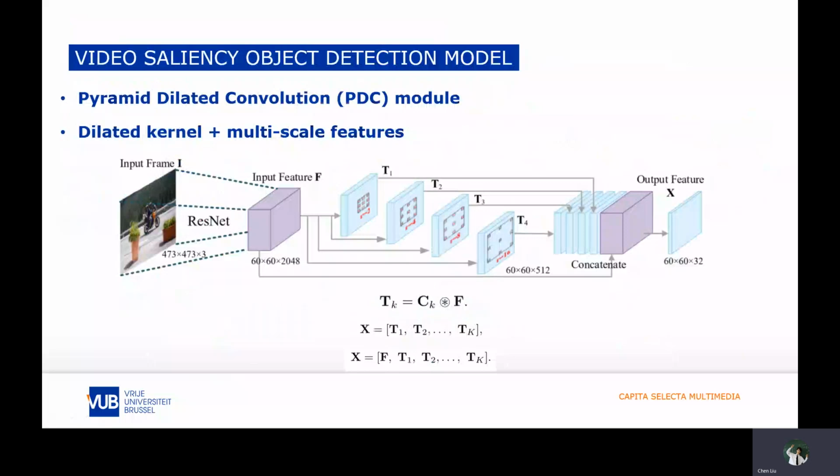But inspired by the residual connection, we further combine the original input feature F into X to address the degradation problem. So you can see this is the input feature, this is our convolution, and this is the concatenation of the input and this convolution feature map. So you can get the new one. And this is the function.